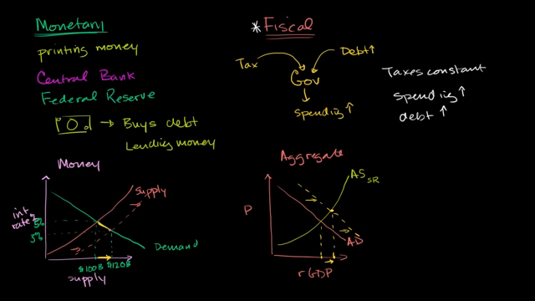GDP expenditure components, we know that GDP is equal to consumption, which is mostly consumers, individuals. Investment, which is mostly firms and some consumer spending on new houses. And then you have government expenditure, and then you have net exports, which kind of completes the picture.